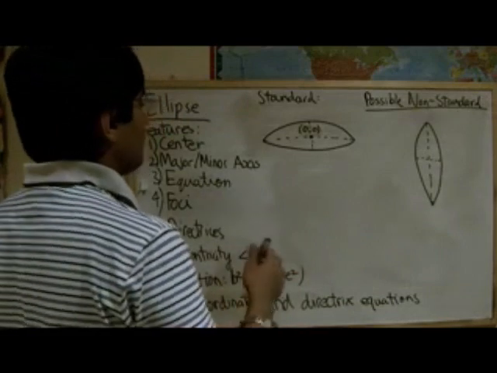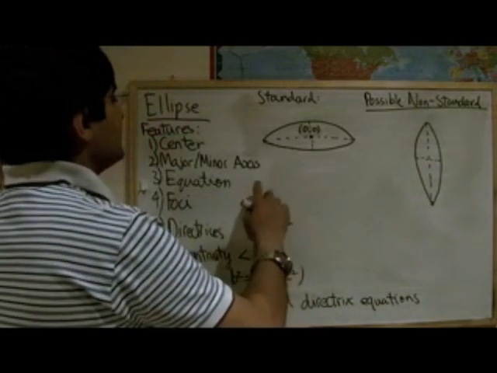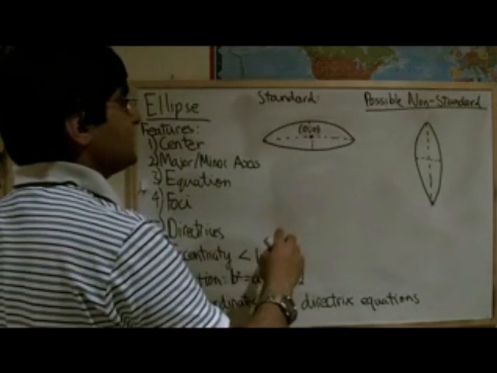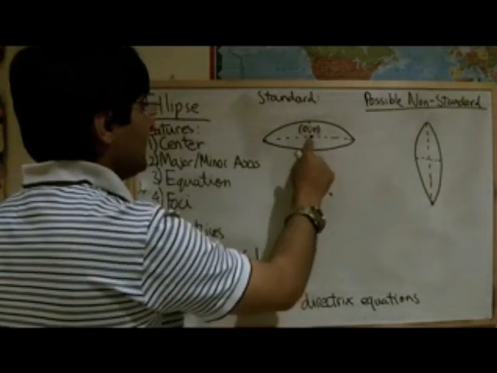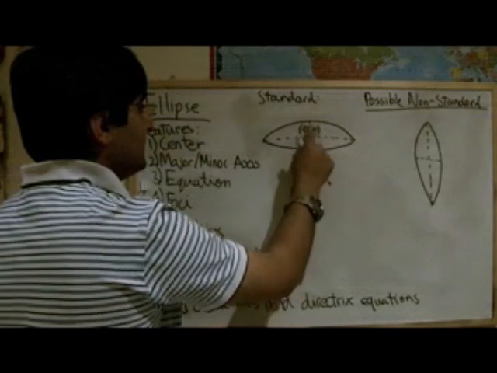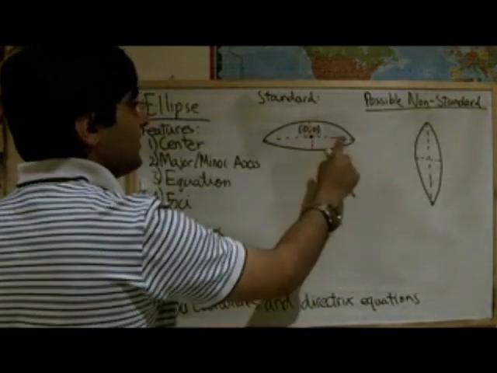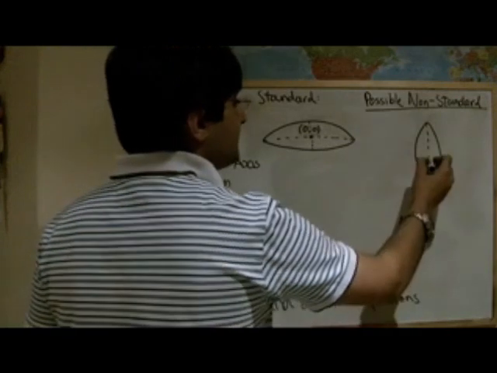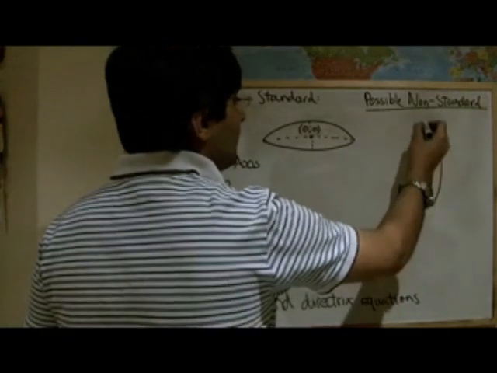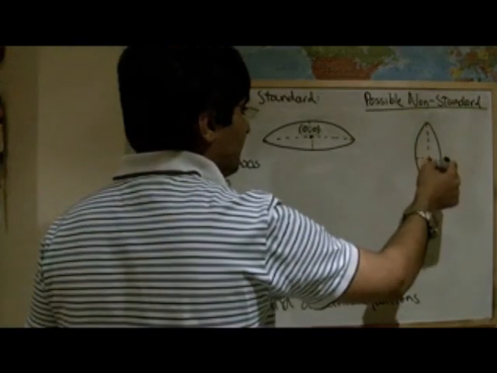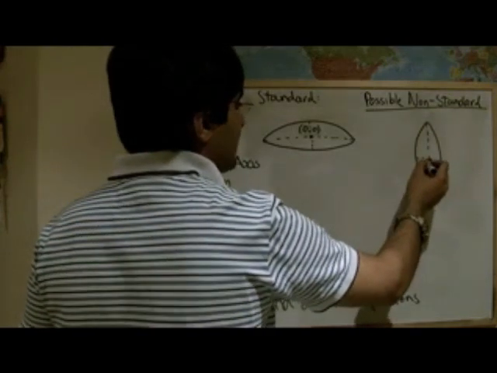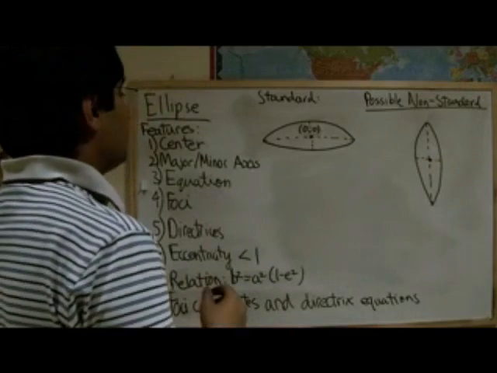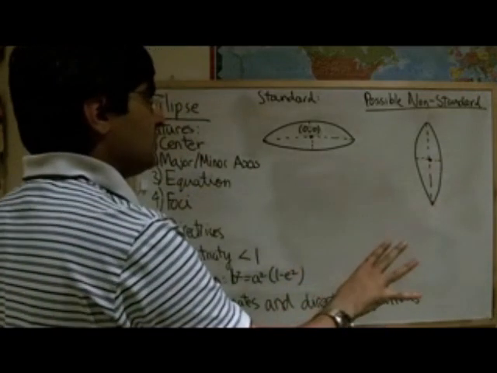Before we continue, one thing I should say is that the center of an ellipse always lies in the middle of the major and minor axes. So in the case of the standard ellipse, the center 0, 0 will be in the middle of the minor axis and the major axis. And even with possible non-standard ellipses, the center will be halfway across the major axis and the minor axis.